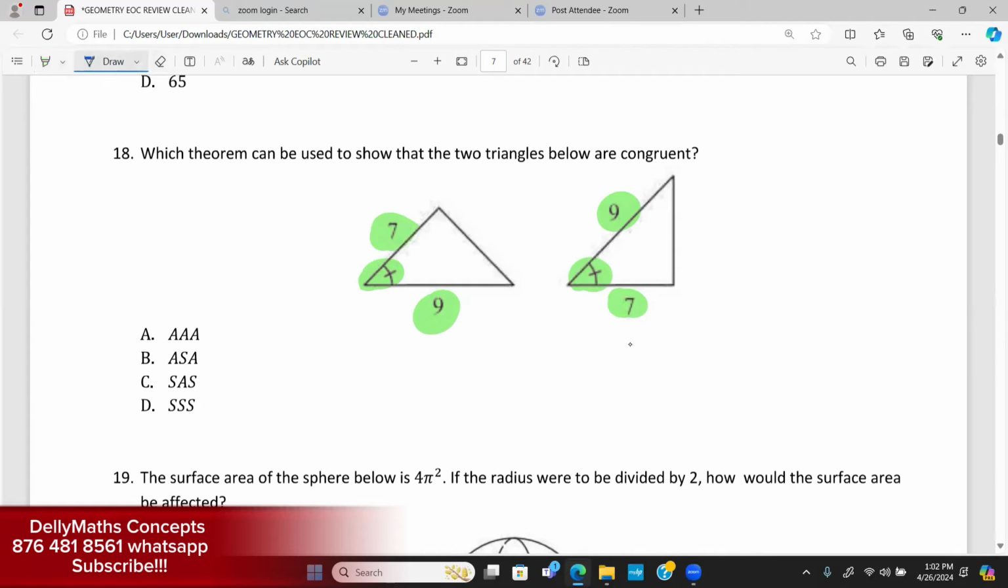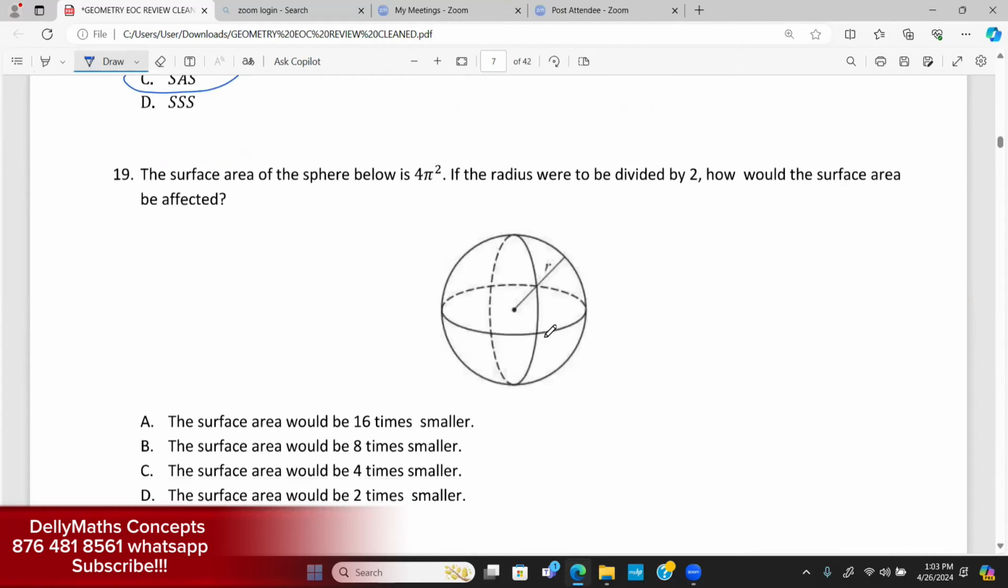So what you're noticing here, we're seeing a side matches with that side, then an angle matches with this angle, and then a side again matches with that side, right? So what are we dealing with? We're dealing with side angle side, right? So this is a side angle side. So my answer would be C for number 18. So it's just to look at the ideas, all right? So side angle side works for congruence.